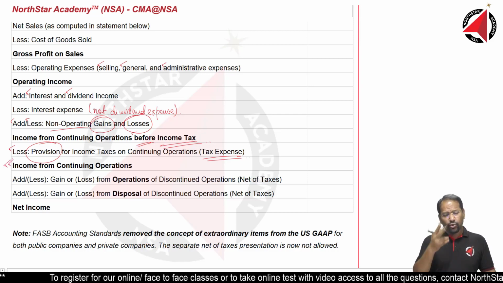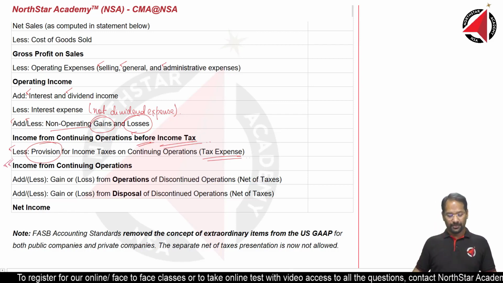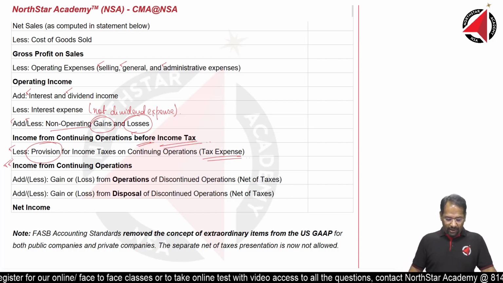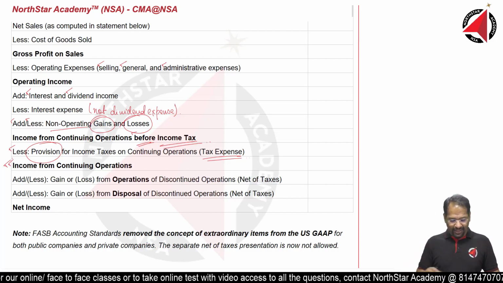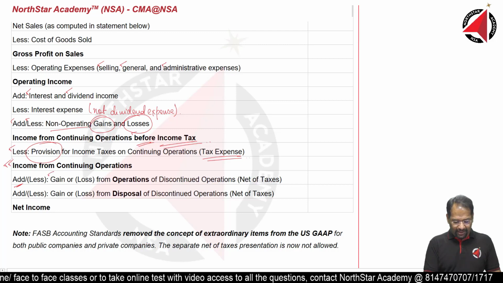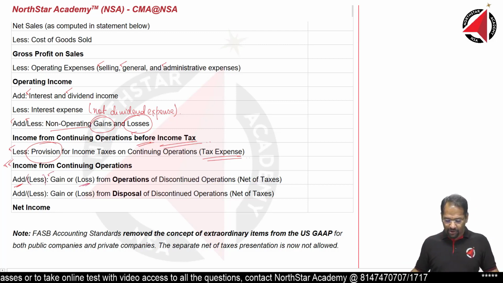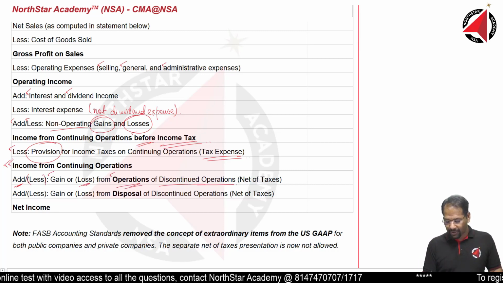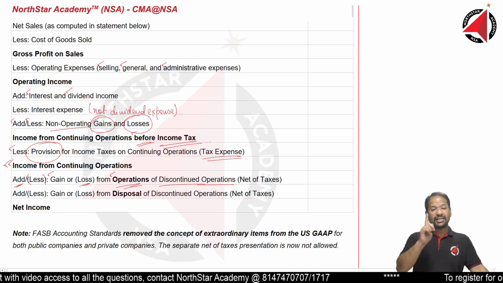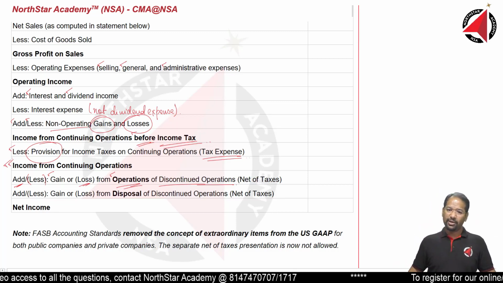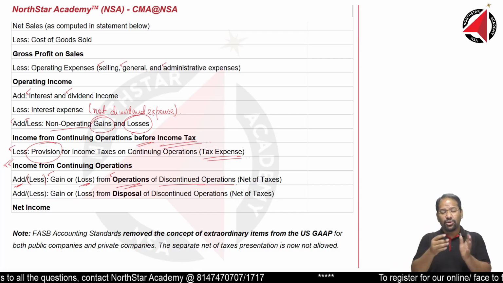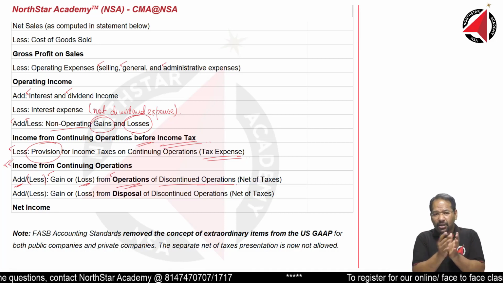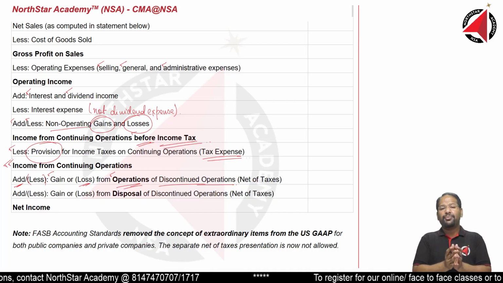After that, those 2 points are very, very important. The next one, add or less gain or loss. When I write it without brackets, I am talking about gain. When I put brackets, I am talking about loss. So gain or loss from operation. Operation of what? Discontinued operation. For example, we discontinued one product. So that one product we discontinued during the year. We continued with that product maybe for 5 months.